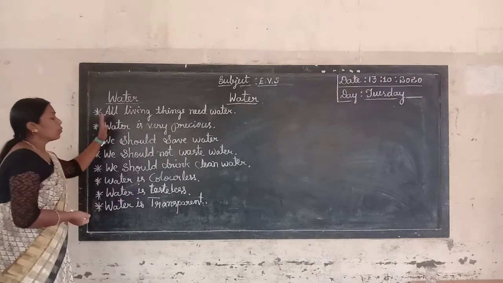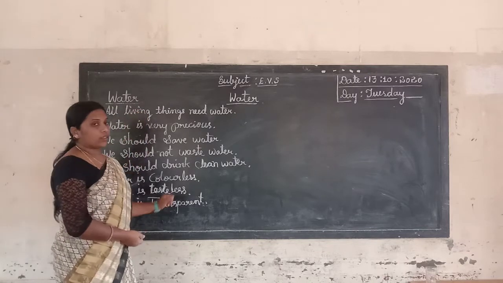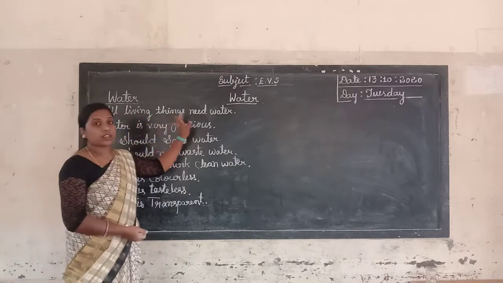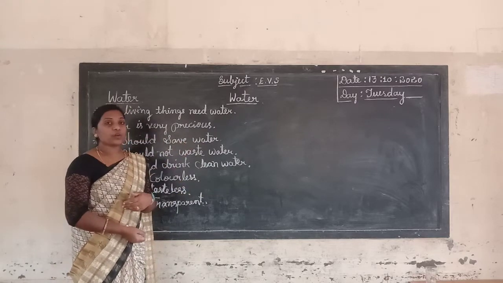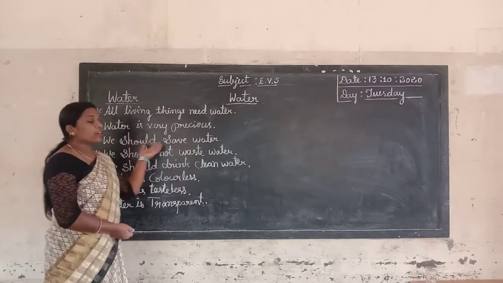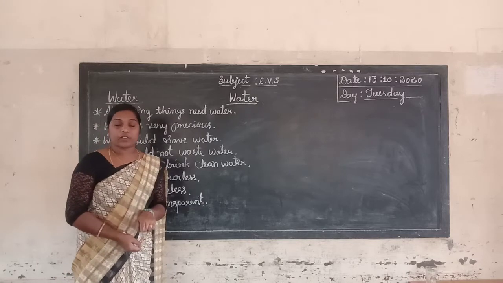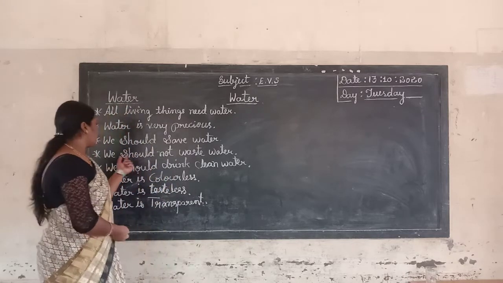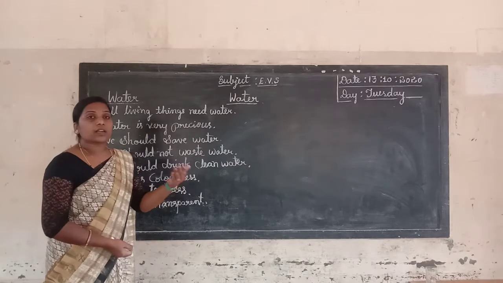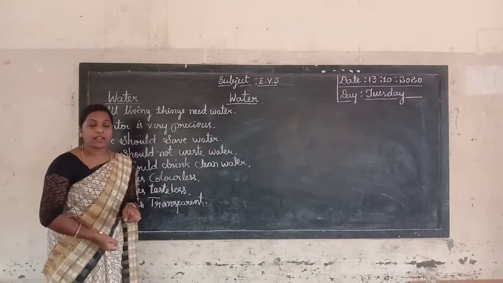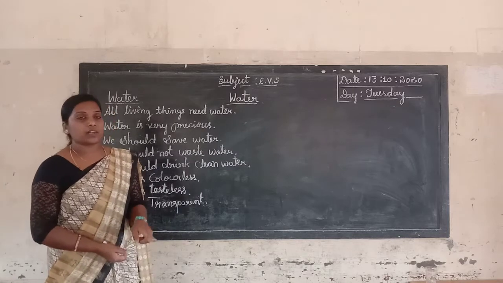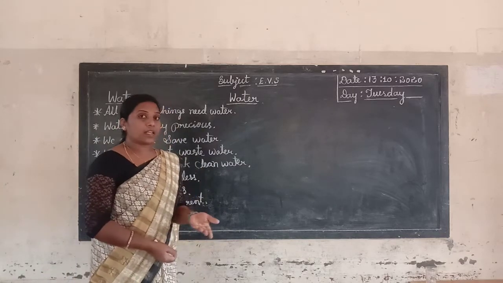So these are the important points of water. All living things need water. Water is very precious to us. So we should save water. We should not waste water. So we should drink clean and fresh water. Water is colorless, water is tasteless and water is transparent.